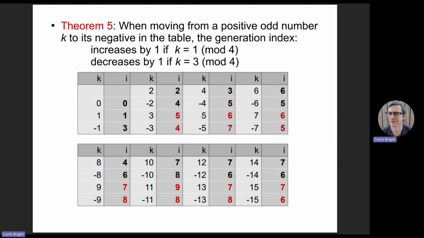The next one is if we're moving from a positive odd number k to its negative in the table. So again, you can see here we're going from 3 to -3, or 5 to -5, 7 to -7. These numbers in red, sometimes they go up by 1, sometimes they go down by 1. And that's dependent on the value of k mod 4. So you can see that when k is 3, well, it's 3 mod 4, we're decreasing by 1. When k is 5, it's 1 mod 4, so we're increasing by 1. And they kind of alternate, whether those numbers are going up or down by 1.